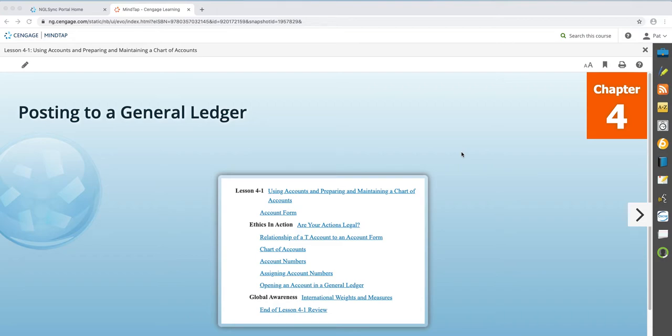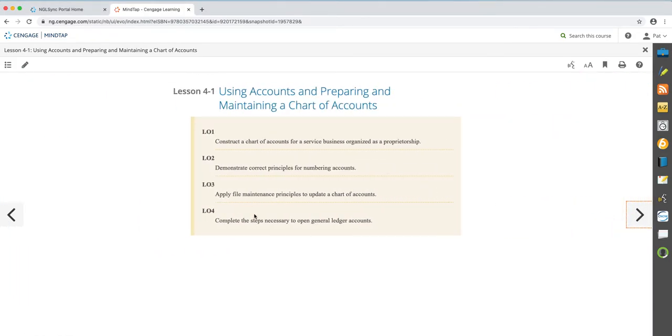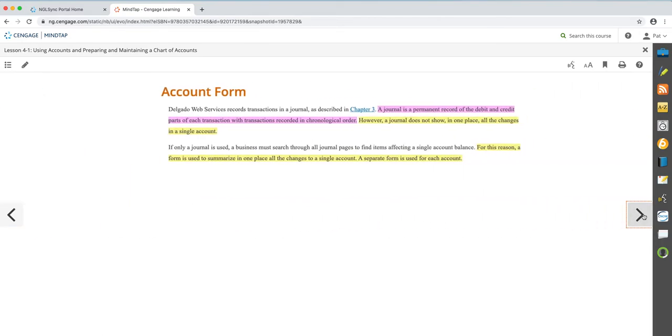This is 4.1 notes over accounting, new chapter. We're going to be working with the chart of accounts. We've looked at the chart of accounts on a number of occasions in our instructions for our problems. We'll be talking about how we assign it and set it up. We're going to be working through 4.1 notes here, talking about what file maintenance is, how to open a general ledger, things like that.